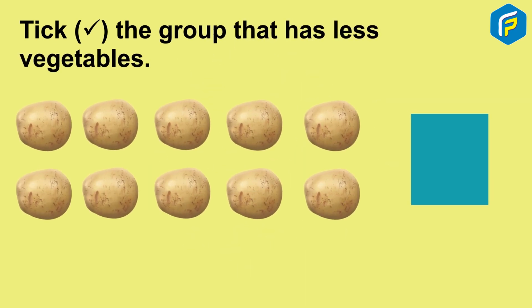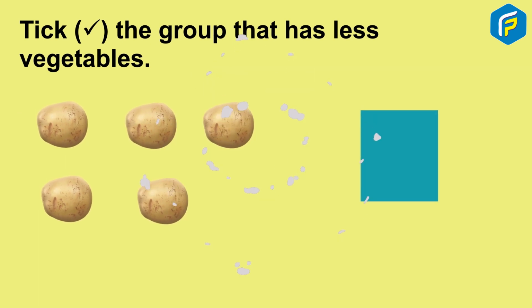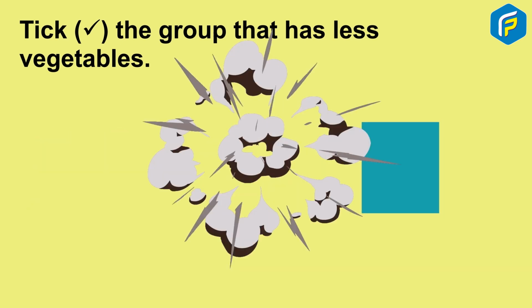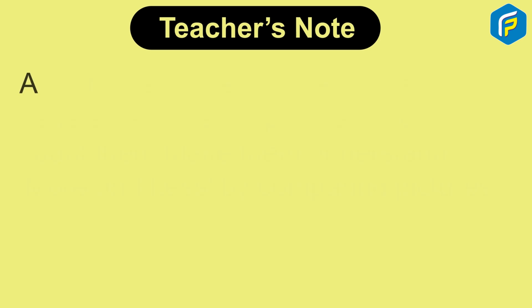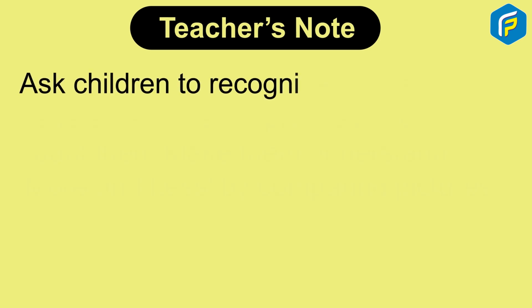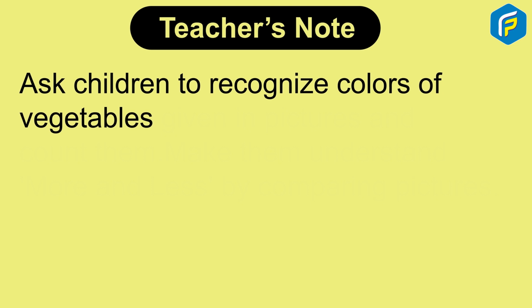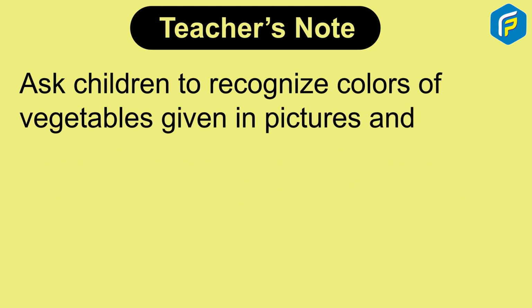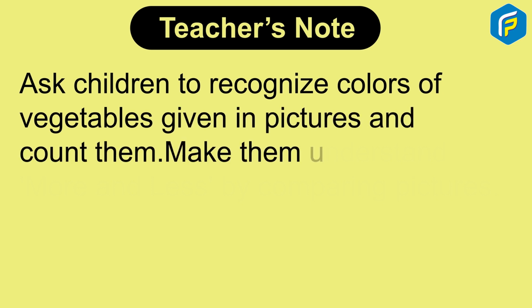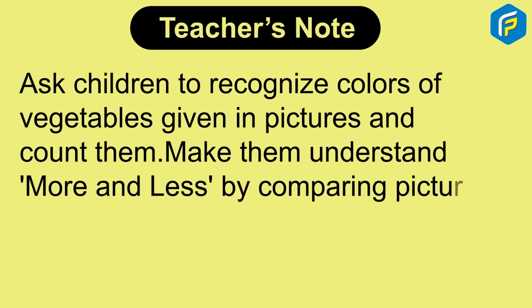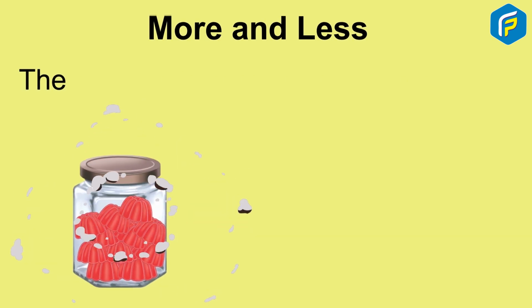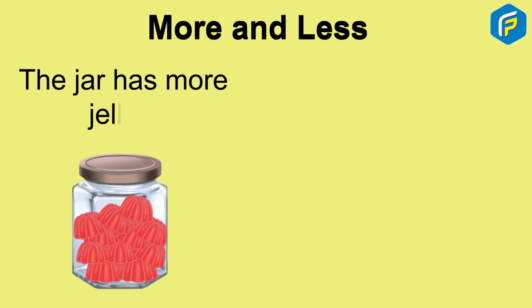8 potatoes, 5 potatoes, 7 tomatoes, 5 tomatoes. Teacher's note. Ask children to recognize colors of vegetables given in pictures and count them. Make them understand more and less by comparing pictures. More and less. The jar has more jellies.